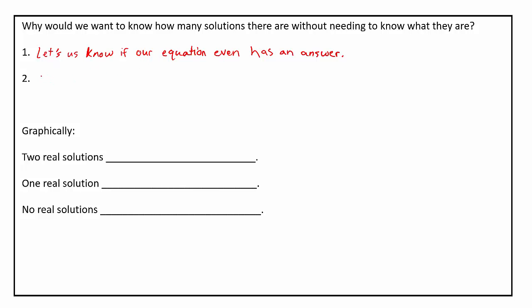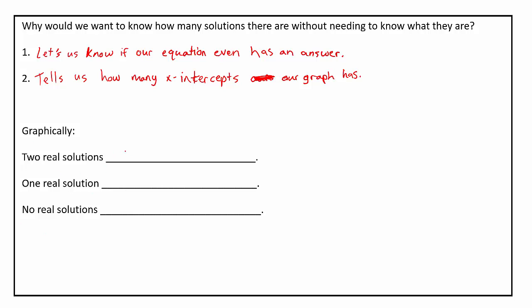The other thing is it actually tells us something about our graph. It tells us how many x-intercepts our graph has. Okay, there we go. Intercepts. Our graph has. And that's what this next section says.